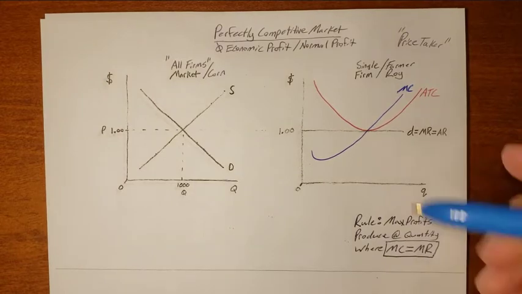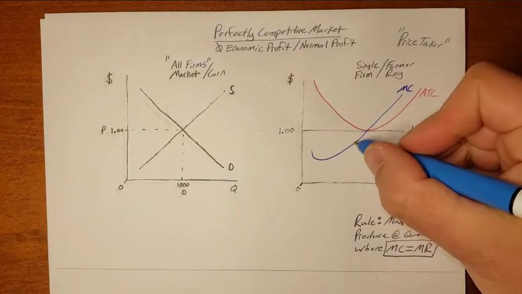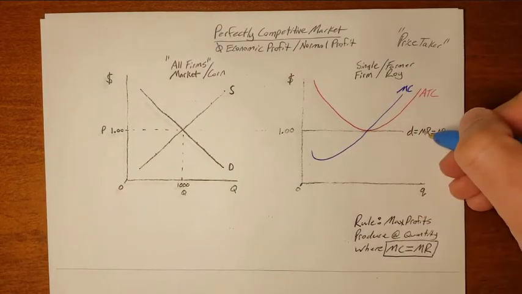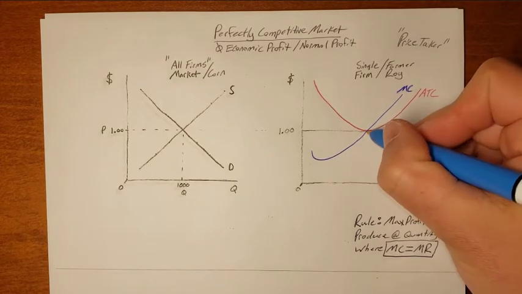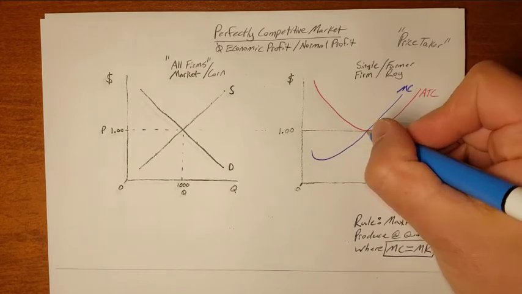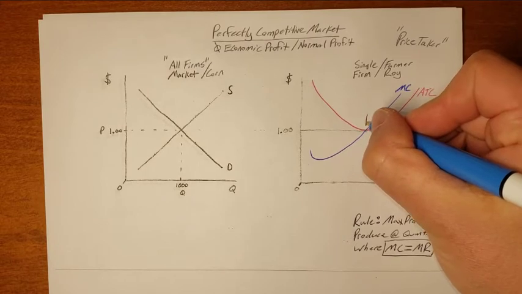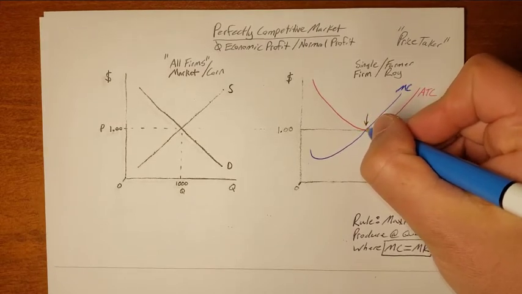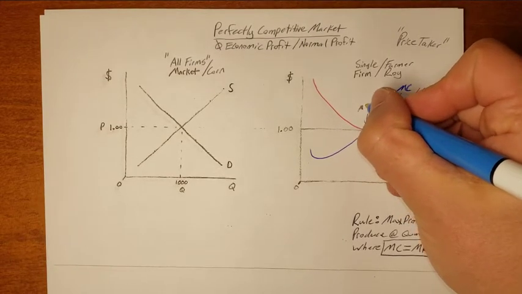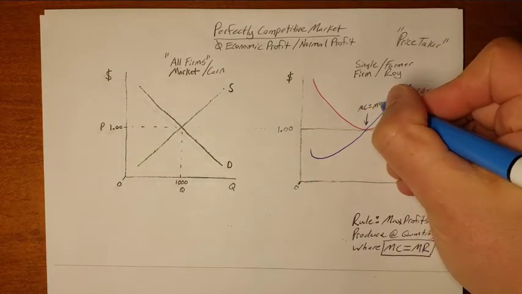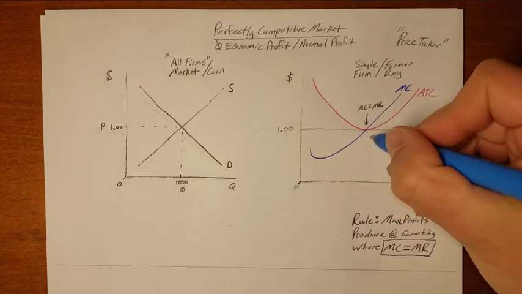In this particular case, we see that the marginal cost intersects the marginal revenue right here. So they are equal right here. So this is the quantity that we want to produce at, okay? Because the marginal cost is equal to the marginal revenue right here.